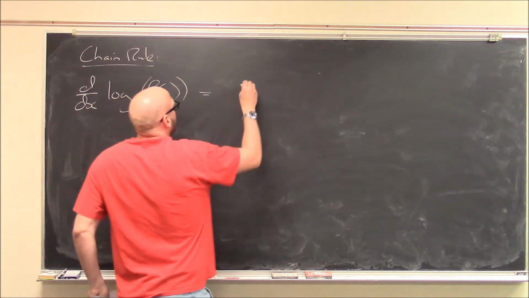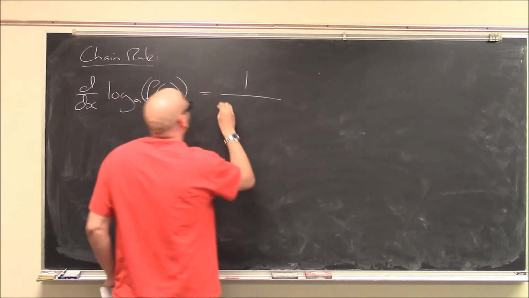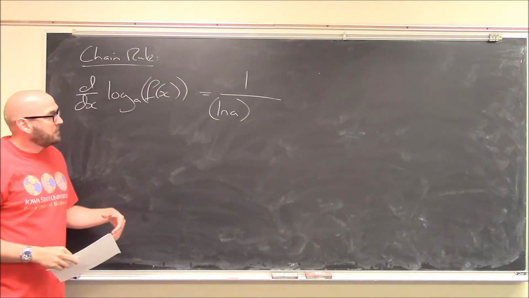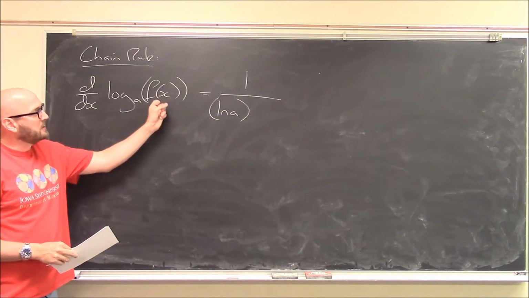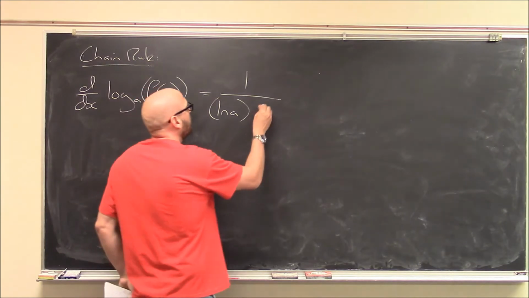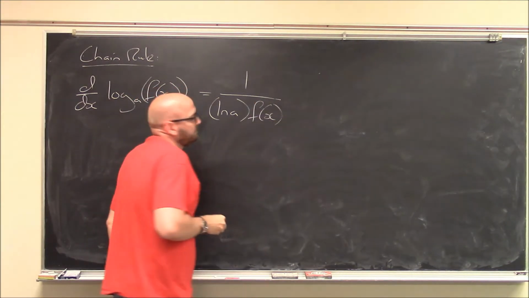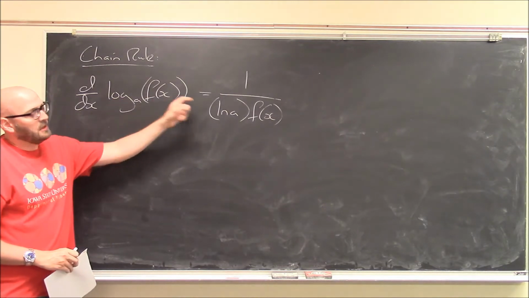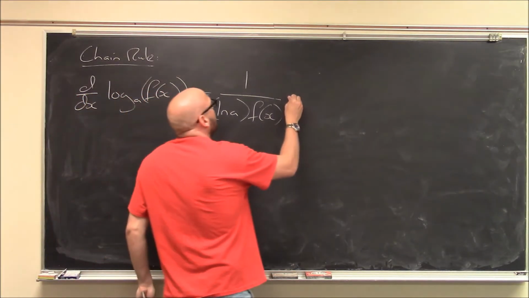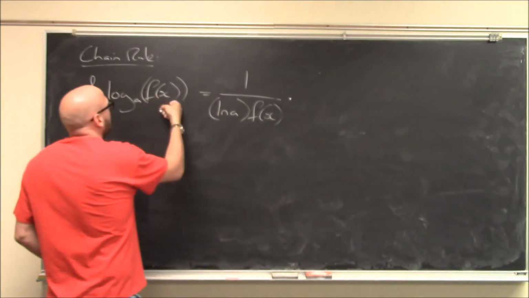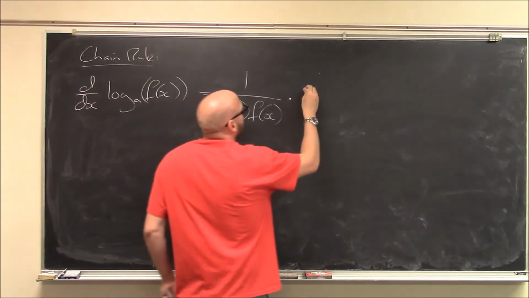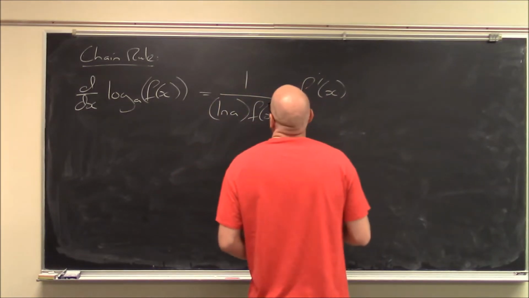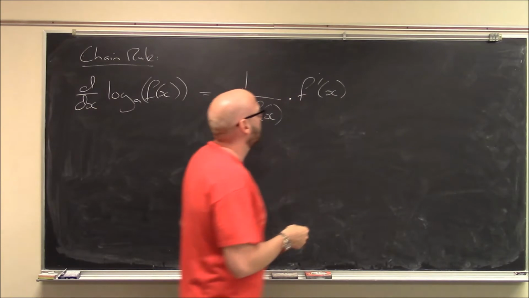So how do you differentiate logs? Well, it's 1 over ln of a times, it was x before because x was our inside function, but now it's f of x, so times f of x. So that's the derivative of the outside function evaluated at the inside, but then times the derivative of the inside. So times the derivative of f, times f prime of x. And I suppose I'll leave it in this form.